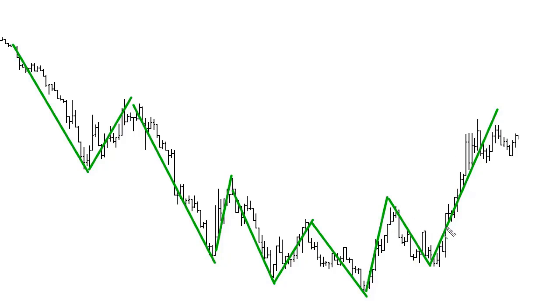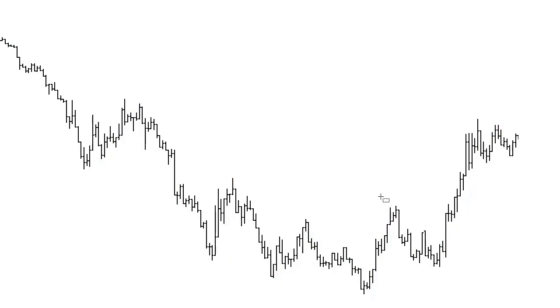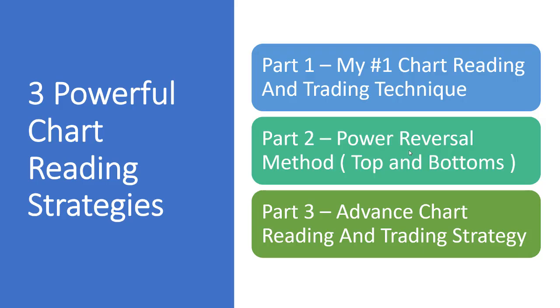So if you are short and the market's in an upward trend, you know you're now trading against the big boys, and you're probably going to have a really high probability of being stopped out. So far we have gone through part number 1. You've seen my number 1 chart reading techniques by using the highs and lows. You also learned part number 2, the powerful reversal method.